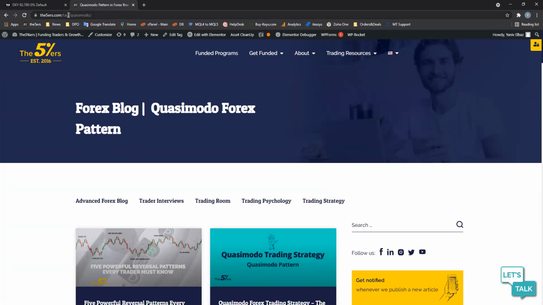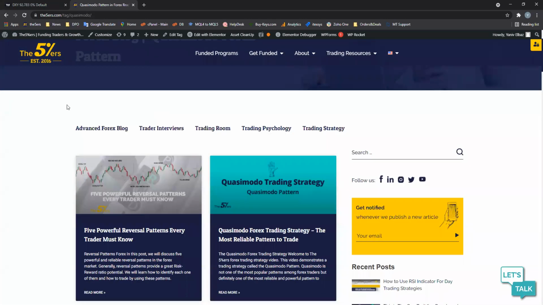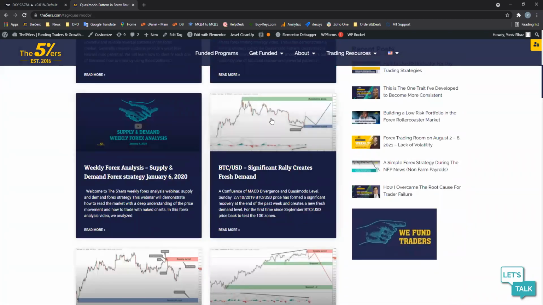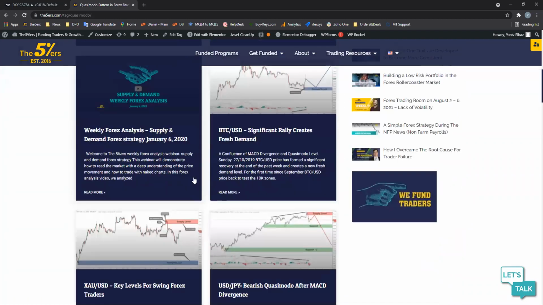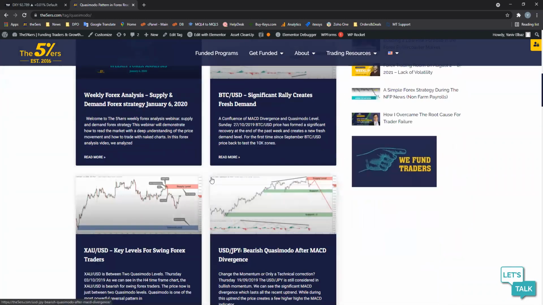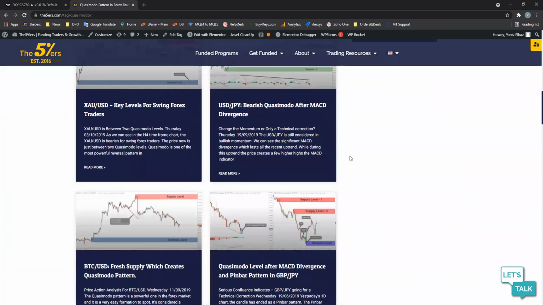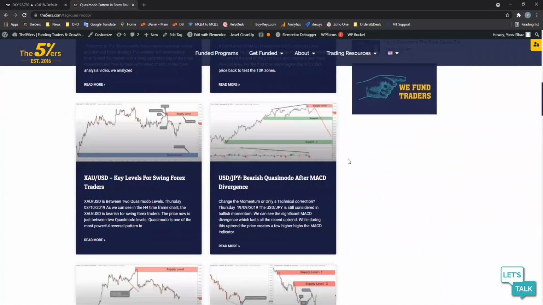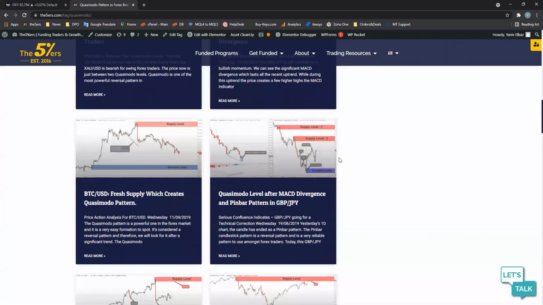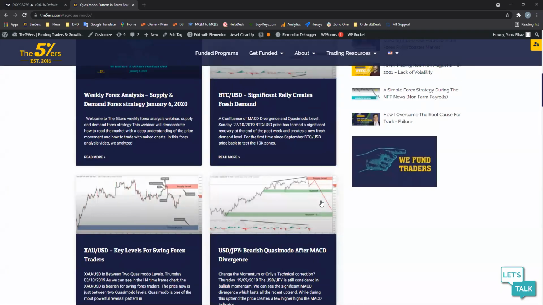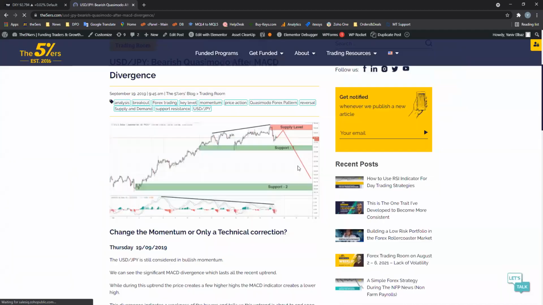You can see here the 5ers tag Quasimodo, or just search on Google for Quasimodo and the 5ers, and you have a lot of material here, and obviously videos, but very quickly, Quasimodo means that you have a higher high and then a lower low.